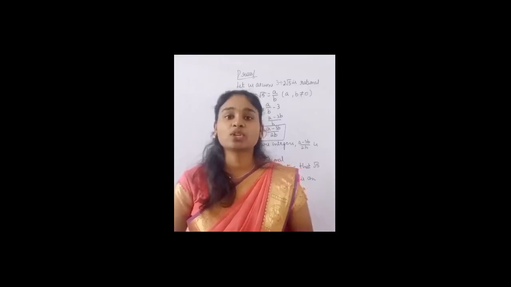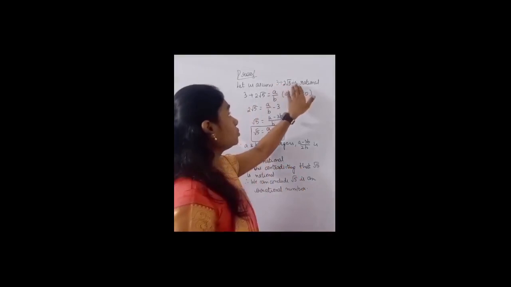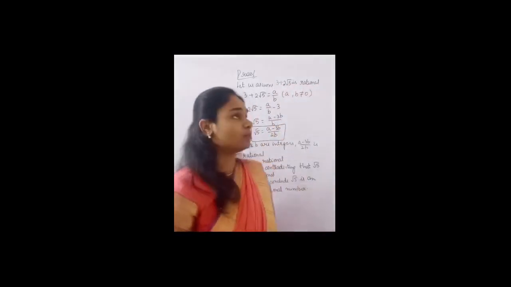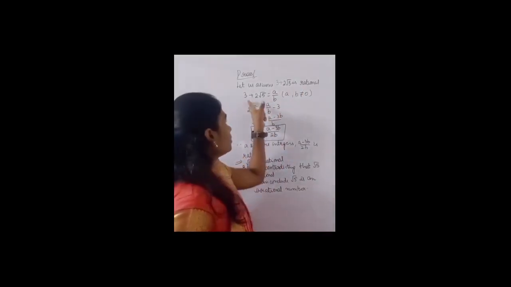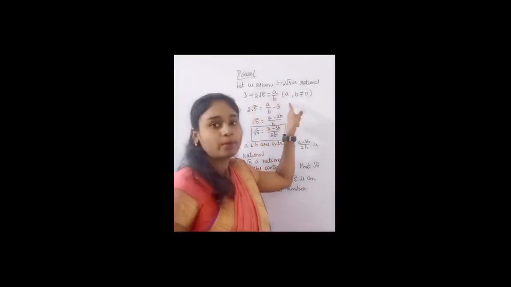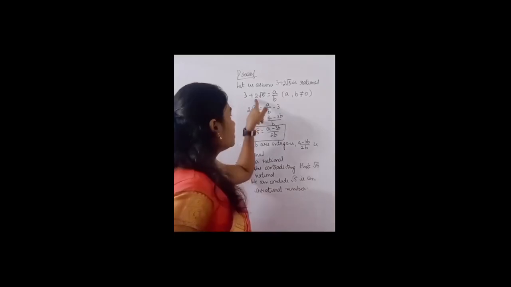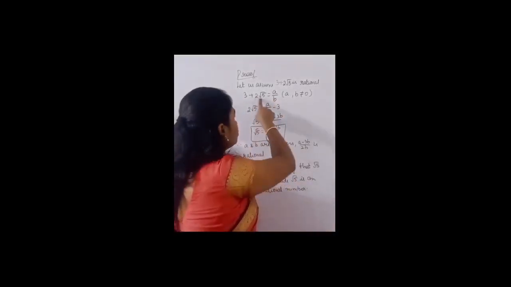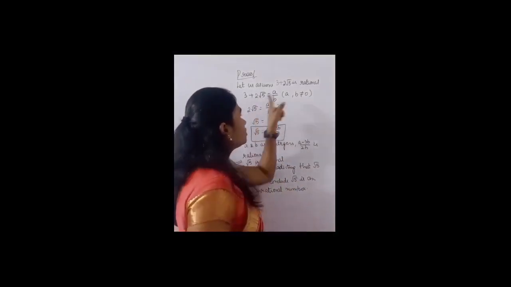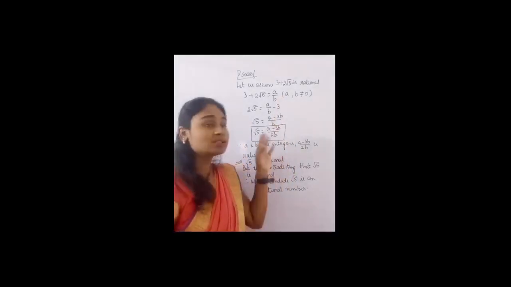Let us solve the second question of exercise 1.2. It says we have to prove that 3 plus 2 root 5 is an irrational number. So we consider it to be a rational number: 3 plus 2 root 5 is equal to a by b, where a and b are not equal to 0. Then I'll have to isolate the irrational number. So here 2 root 5, I've written in LHS and I'll shift 3 to the other side. So it becomes a by b minus 3.